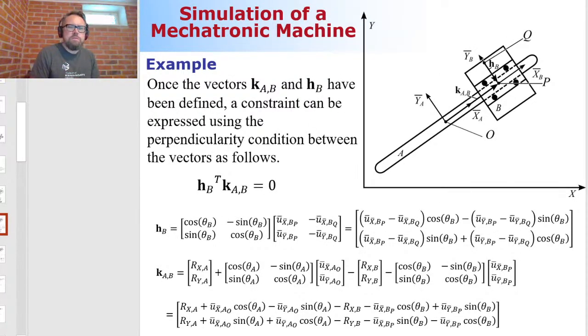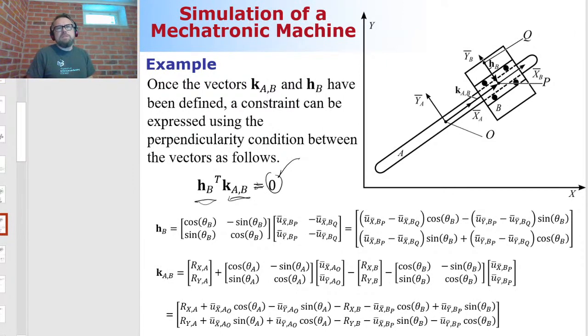Well, I'm sure you remember from the mathematics that the perpendicular condition can be set by taking a vector H and a vector K, multiplying them together, and forcing the solution to be equal to 0. That means that these two vectors satisfy the perpendicular condition, so it's like a 90 degree angle.